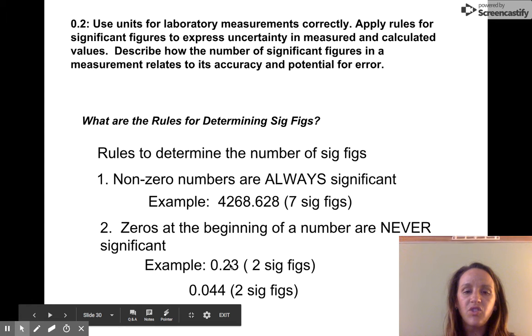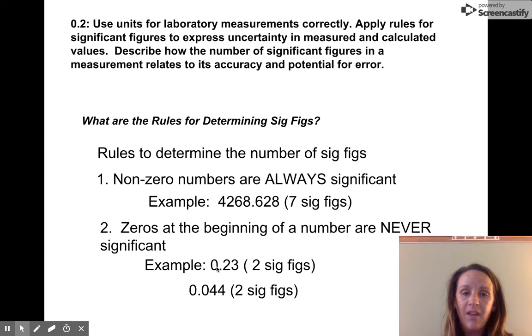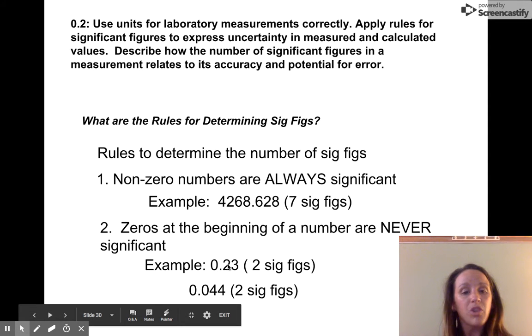Now, this 2 is the first number that's not 0. So anything before that is considered the beginning. So this 0 is at the beginning of the number. That means it's not significant. So that one doesn't count. But 2 is not 0, so it does. And 3 is not 0, so it does. So we have 2 sig figs.